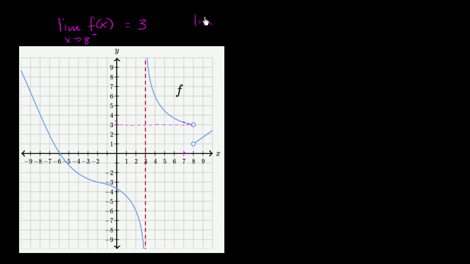What about the limit of f of x as x approaches 8 from the positive direction, or from the right side? Well, here we see as x is 9, this is our f of x. As x is 8.5, this is our f of 8.5. It seems like we're approaching f of x equaling 1. So notice, these two limits are different. So the limit, the two-sided limit, does not exist as we approach 8. So let me write that down.